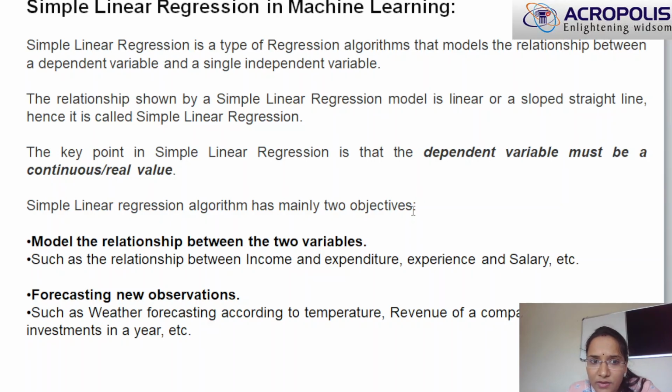Now with the help of linear regression, we have two main objectives. The first is we model the relationship between the two variables, like income and expenditure, or the experience of the employee with the salary. Or we try to forecast new observations, like weather forecasting according to the temperature, or the revenue of the company according to the investments in a year. These all come under simple linear regression in machine learning.